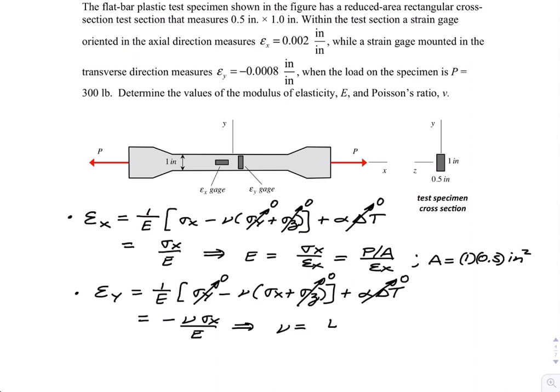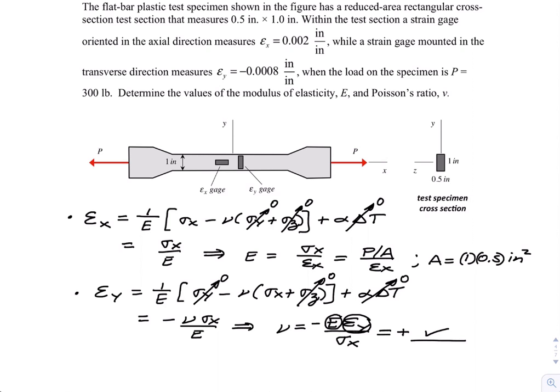From this, we can see that nu is equal to minus E times epsilon y, divided by sigma x. We already have our value for E from before. We know that epsilon y is equal to minus 0.0008, so this is going to end up being a plus sign with all the known information.